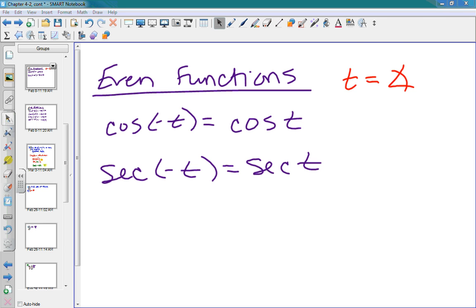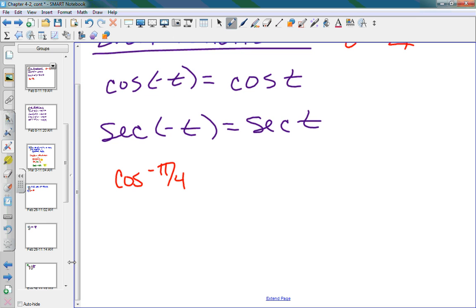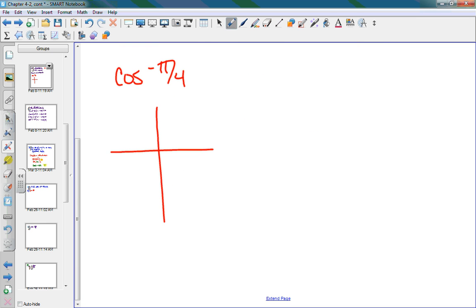Because all angles have two angles. That's interesting. Okay, let's talk about the cosine of negative pi over 4. Where's the cosine at negative pi over 4? That puts me right here. Agree? Now, what are all the angles in quadrant 4? What do they look like?